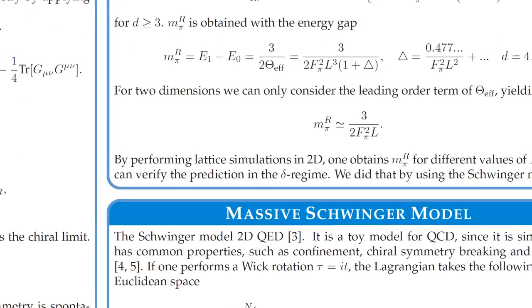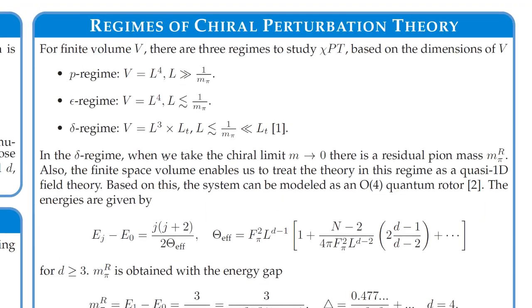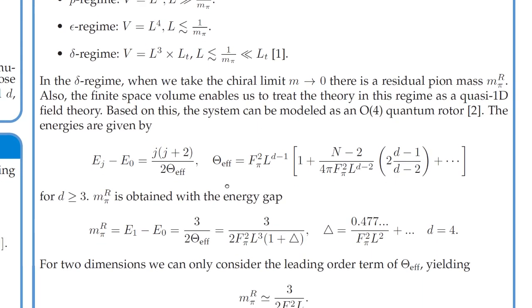On the other hand, in finite volume, there are several regimes to study chiral perturbation theory. In particular, we focus on the delta regime, where we consider an anisotropic volume of dimension L to the third times L_T, with L small or similar to 1 over the pion mass, but with a large time extent compared to 1 over m_pi. This regime was introduced by Leutwyler in 1987, and it has some important features.